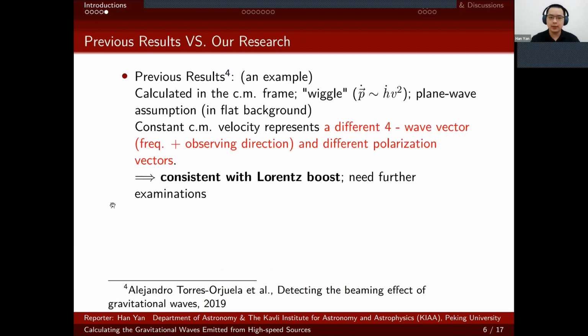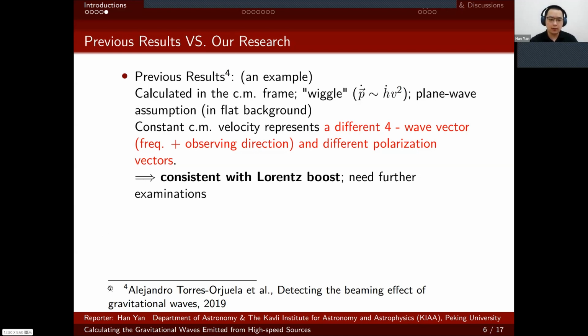So after telling you the motivation of this work, I would like to briefly talk about what people already know about this issue. Actually, the most commonly known result is the so-called Lorentz transformation of gravitational waves. It is based on the relativistic transformation of a second-order tensor in flat spacetime, and its result says that the center of mass velocity of the GW source produces a different four-wave vector and several different polarization vectors.